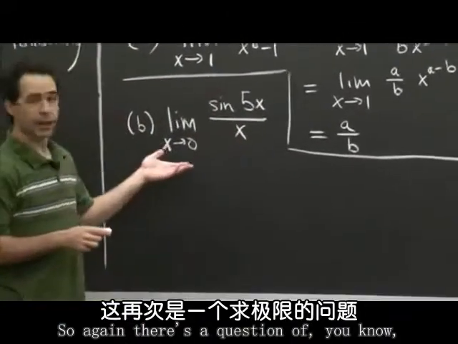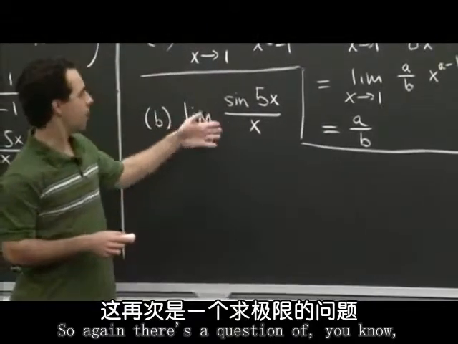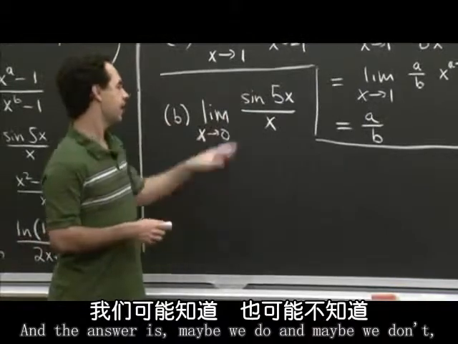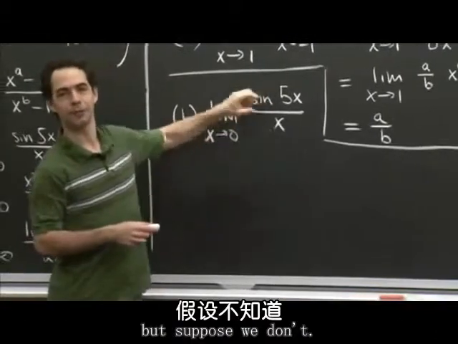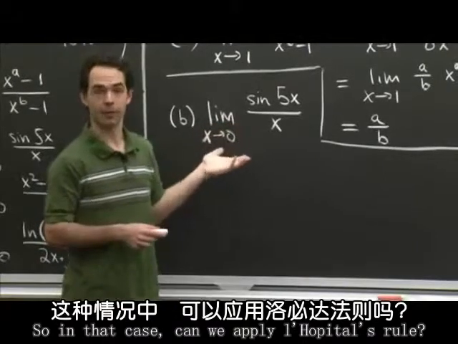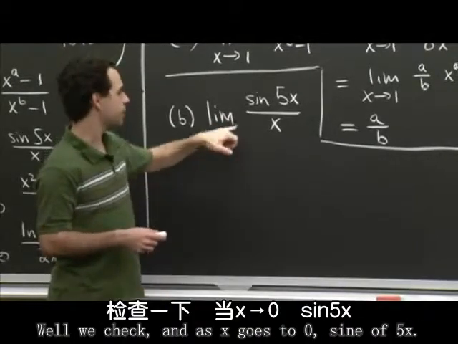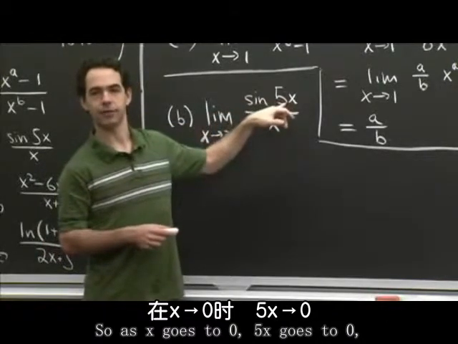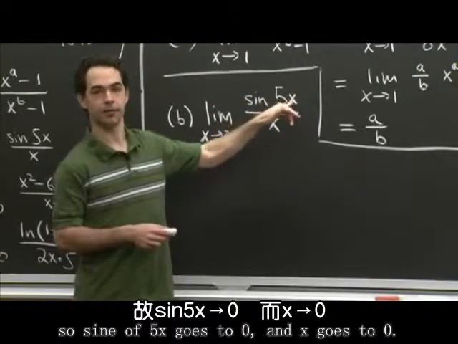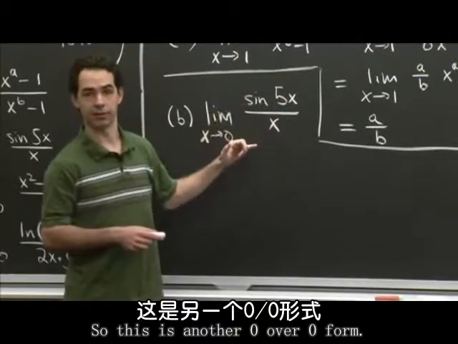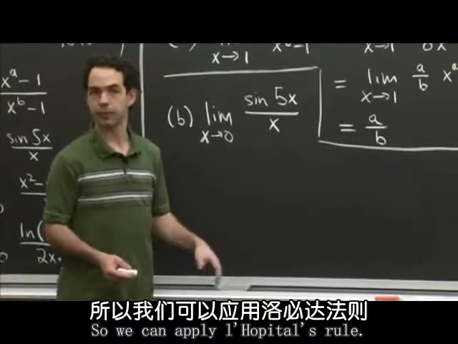So again, there's a question of, do we know what this limit is already? And the answer is maybe we do and maybe we don't, but suppose we don't. So in that case, can we apply L'Hopital's rule? Well, we check, and as x goes to 0, 5x goes to 0, so sine of 5x goes to 0, and x goes to 0, so this is another 0 over 0 form, so we can apply L'Hopital's rule.